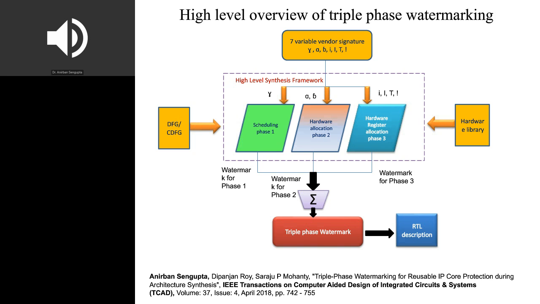So the first phase is known as scheduling phase, which is responsible for watermark for phase 1. The second is hardware allocation phase, which is the watermark for phase 2. And third is hardware register allocation phase, which is responsible for watermark phase 3. And then these 3 are collectively appended together to form a triple phase watermark and embedded into the RTL description of the DSP application.